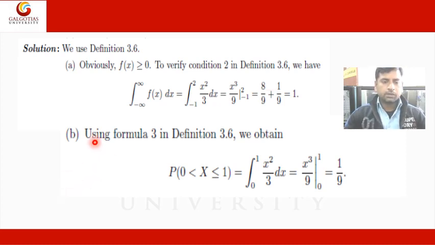To find the solution of the second part, we will again use the definition, the probability of x when x lies between a and b. So we will integrate this function between the limits a to b, here a equal to 0 and b equal to 1. So we will integrate this function between the limits 0 to 1. The integral of x square by 3 will be x cube upon 9, and we apply the lower and upper limits. On applying the limits, we have the answer 1 upon 9.